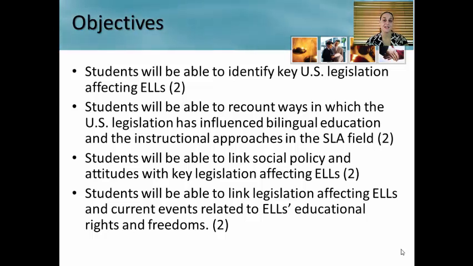Hopefully you'll be able to identify key US legislation that affects English language learners and recount the ways in which that legislation influences their rights to bilingual education and also the instructional approaches that are being used in the second language acquisition field. You should be able to link social policy and attitudes with how this legislation has come out and the support it has garnered in the community and in society. And then to link legislation and its relationship to current events that affect ELLs and their rights and freedoms.